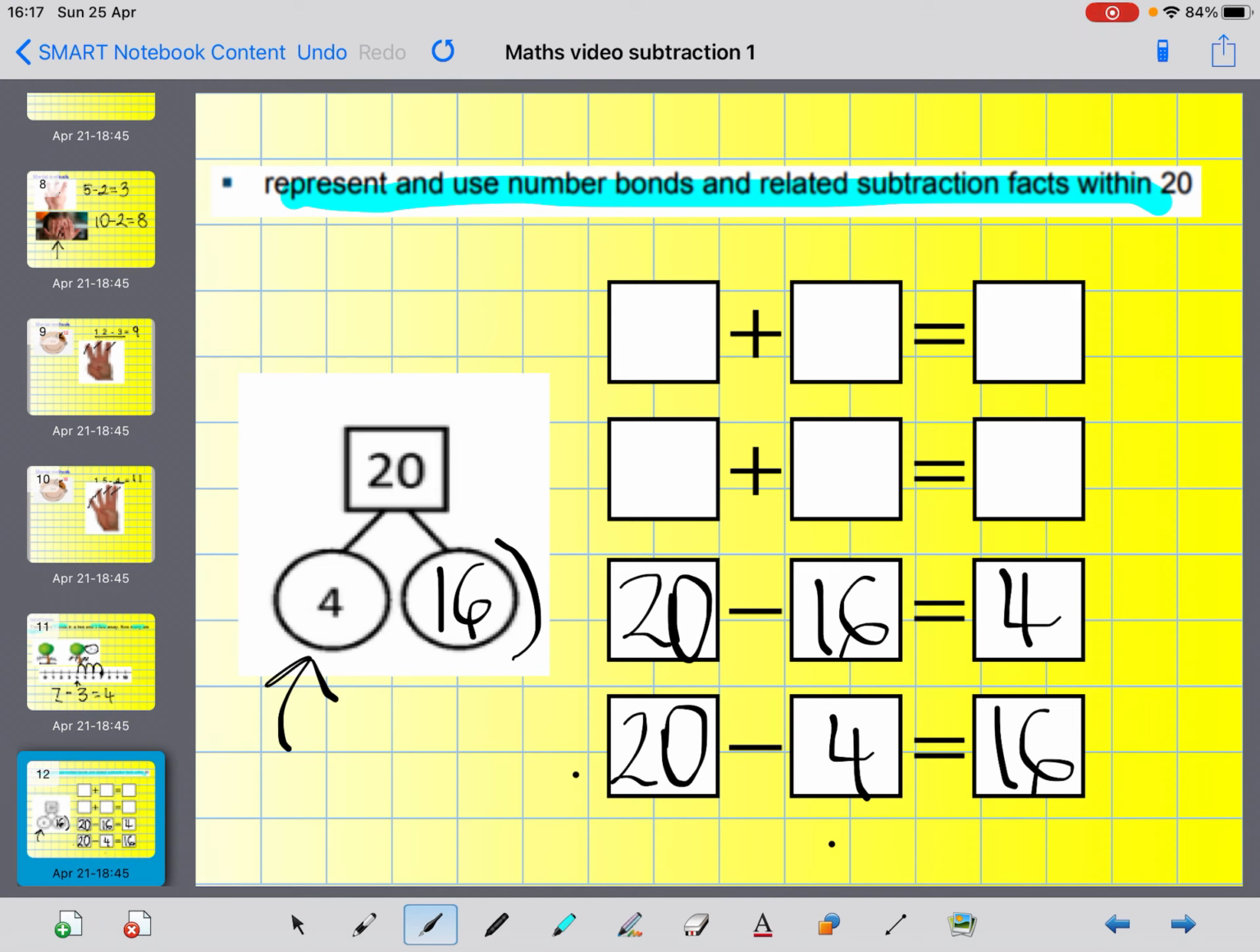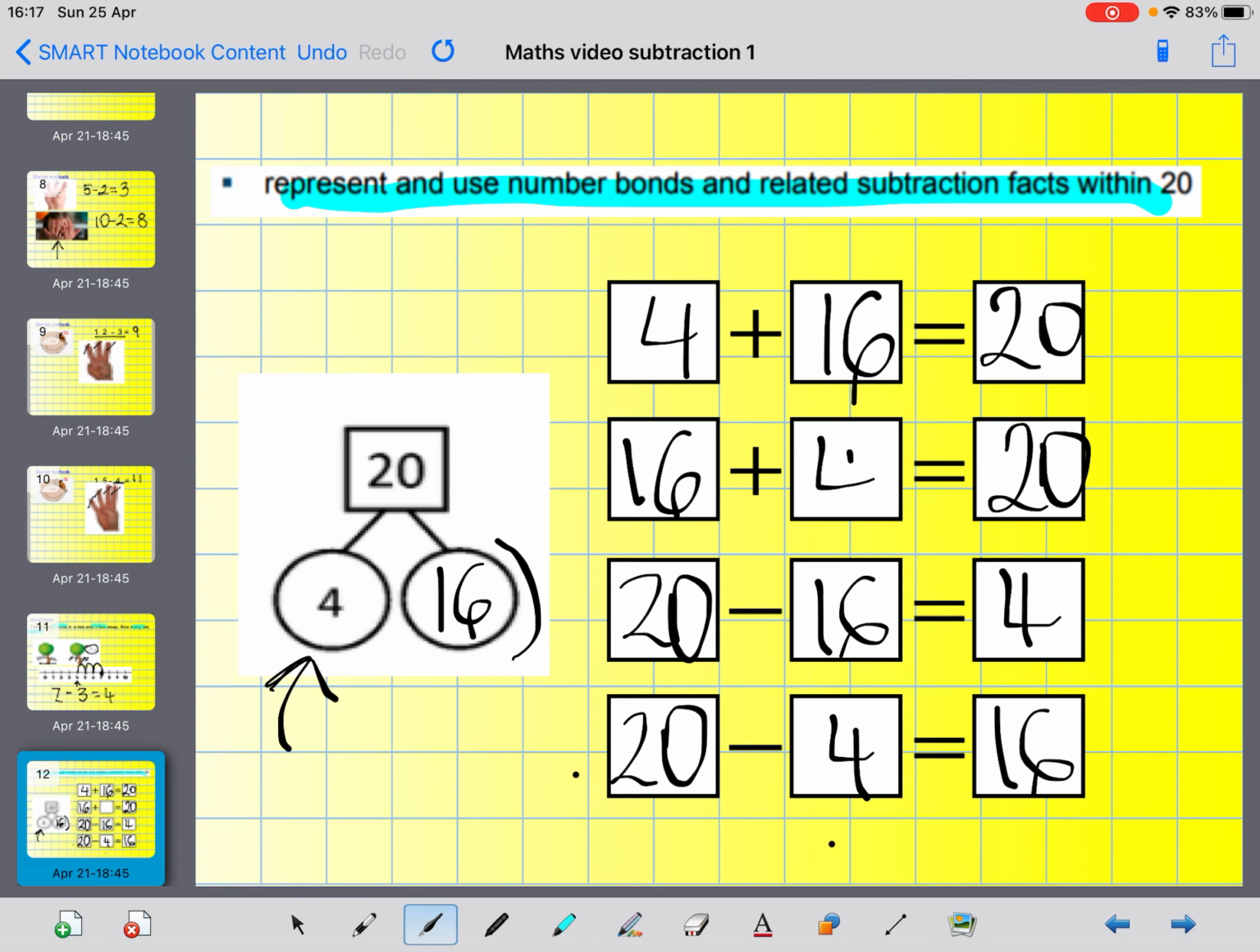And then if I would like to make my number sentence using addition, now I have to make sure that I always put the largest number at the end. So I can start with my smallest number first, 4 add 16, or I can swap the numbers around. So I start with 16 plus 4 equals 20.